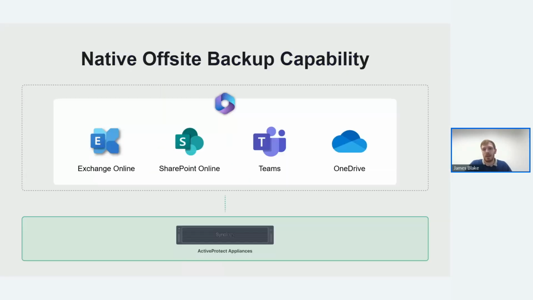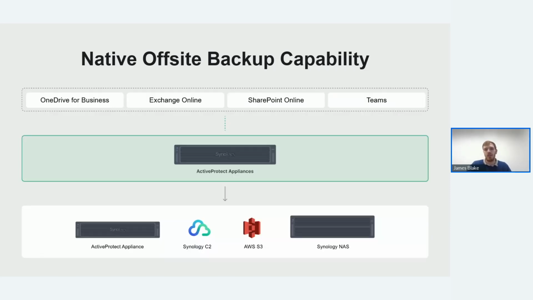Active Protect backup copies also feature flexible destination options to meet different needs. For long-term retention and scalability, backups can be replicated to object storage or a Synology NAS. And if fast recovery is the priority, backups can be stored on another Active Protect appliance, ensuring quick restoration when needed.